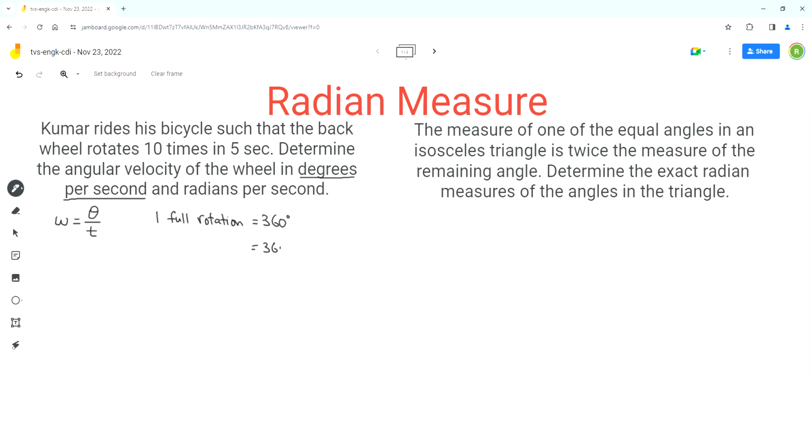360 degrees times 10. So this is the total degree angle rotation for 10 full rotations, which is equal to 3600 degrees. So this is the value of theta that we should use in this formula. And we are given that the 10 rotations happen in 5 seconds. So in the next step, we can sub in the values: 3600 degrees over 5 seconds.